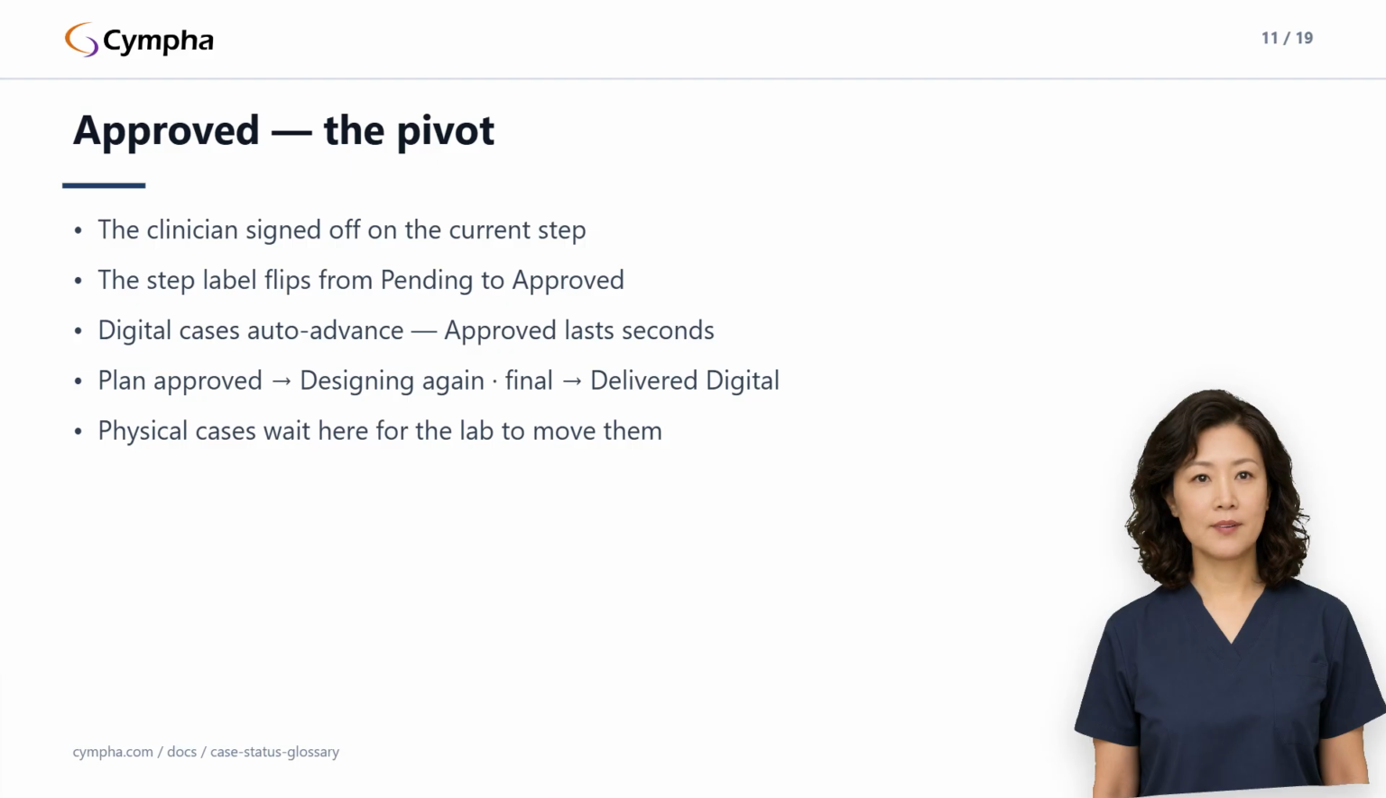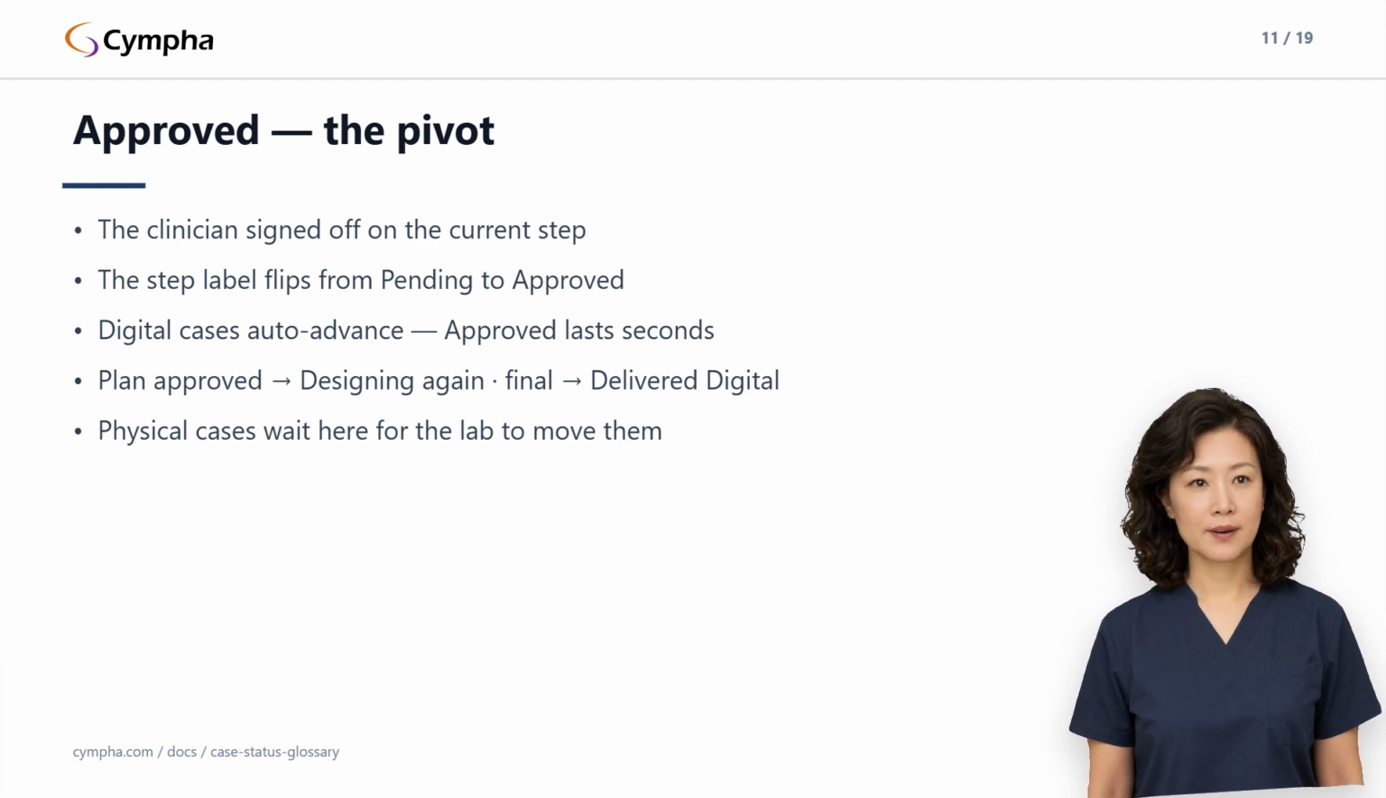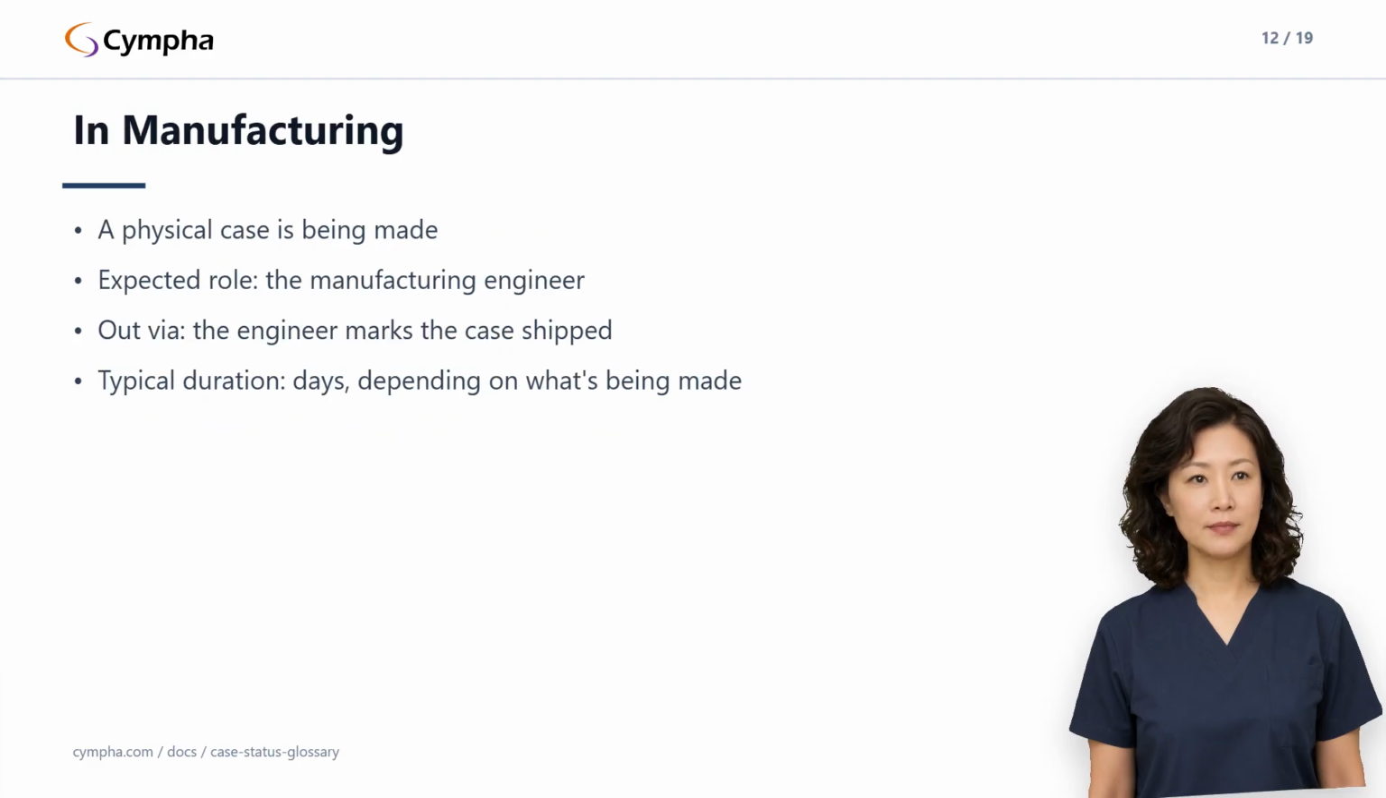If that was the plan approval, the case goes straight back to designing for the appliance cycle. If it was the final approval, it goes to delivered digital, because a digital deliverable has no manufacturing step at all. On those cases approved last seconds, if you catch a case sitting there, you've caught it mid-pivot.